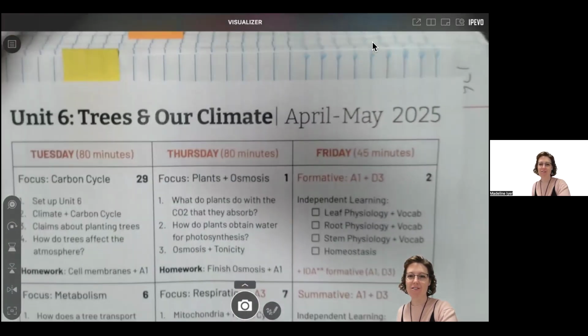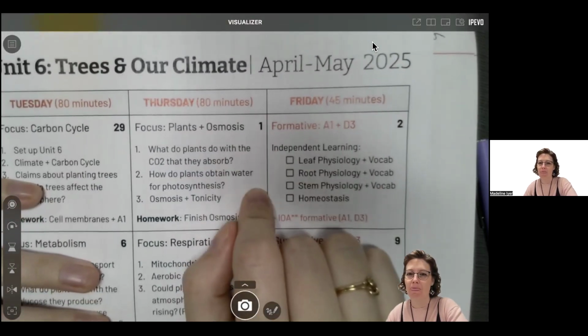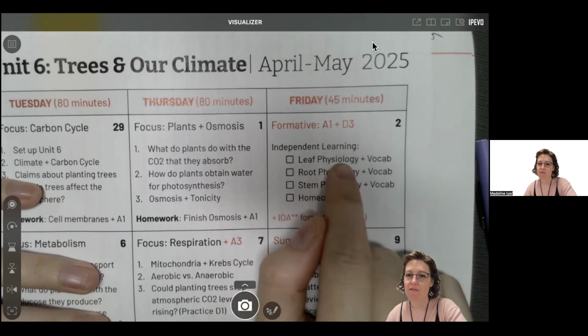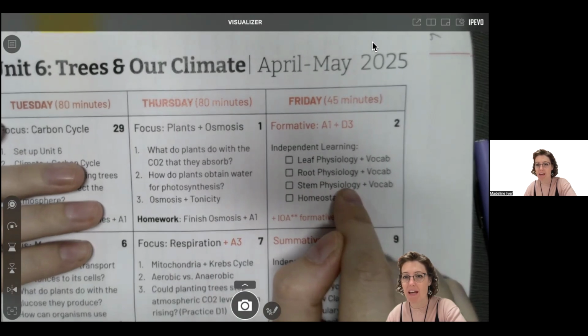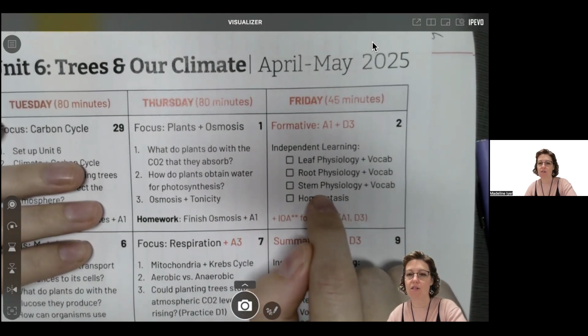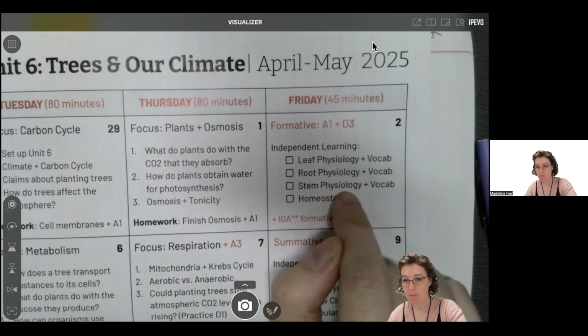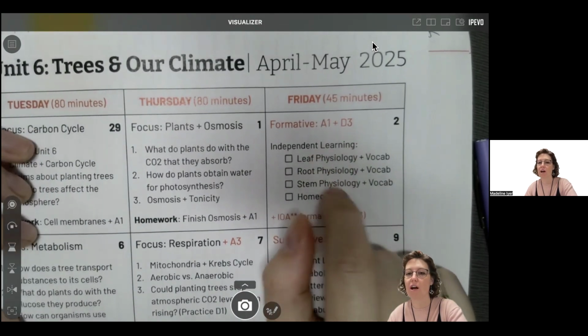Open up to 176 in your notebook. Today is Friday. Today we're going to take a look at leaf physiology, root physiology, and stem physiology, not necessarily in that order. And physiology means the anatomy of an object or a living thing and how it works. So we're going to look at how those work today.